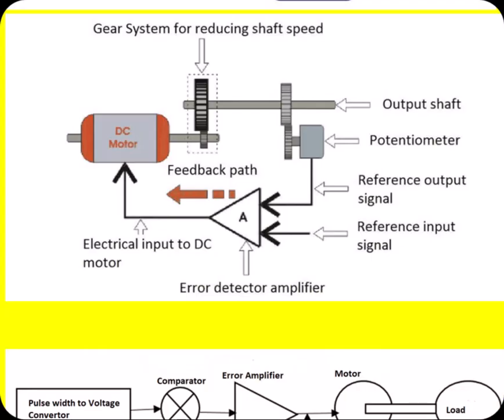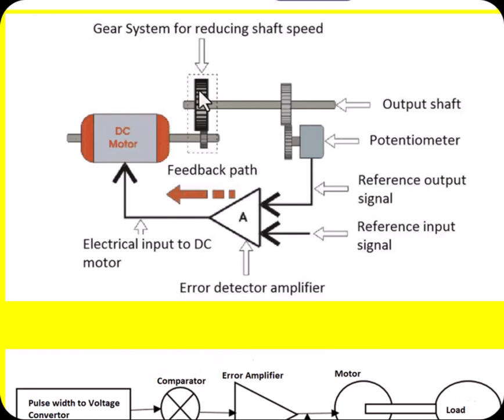Let me summarize once again about this servo motor. This servo motor is nothing but a closed loop system. The aim of this is to fix the shaft position of the motor at a particular position. For that purpose, the circuit is like this.